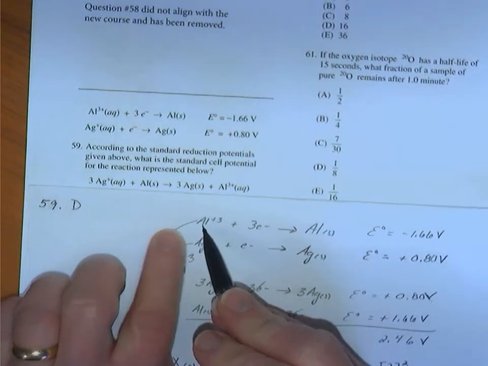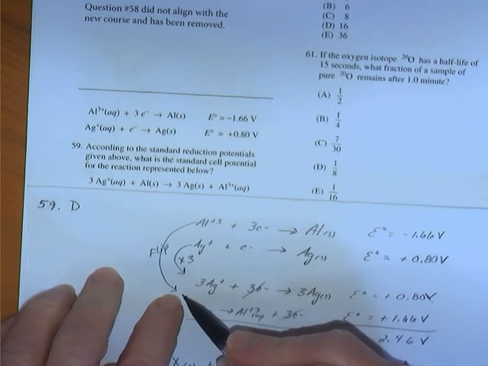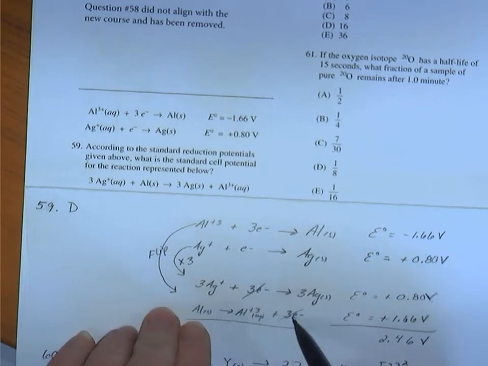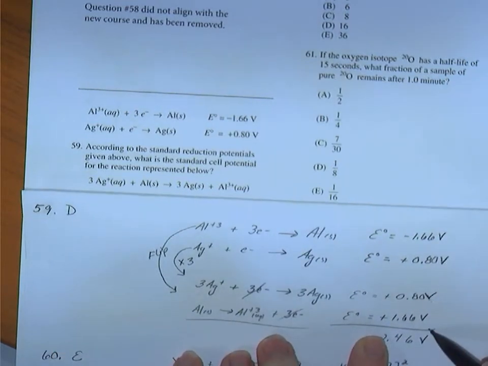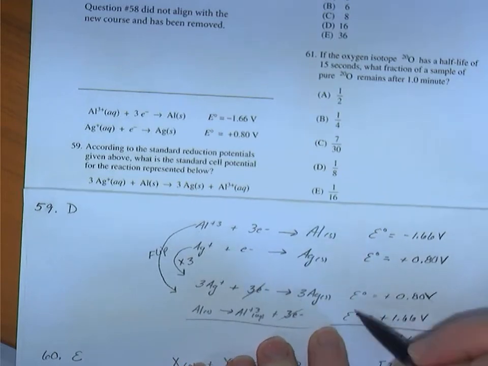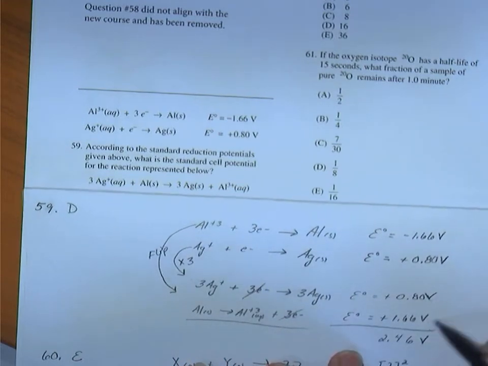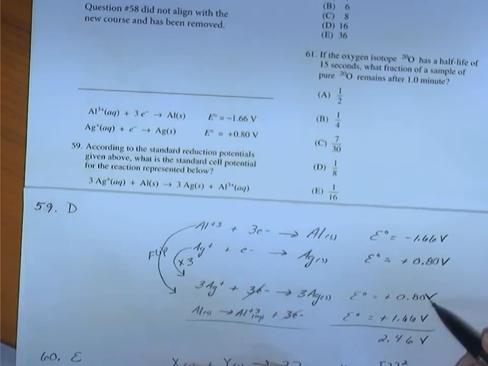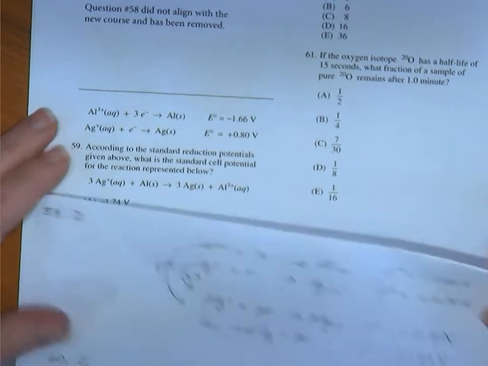But the first reduction we have to flip. We don't have to change the coefficients at all, but of course our E value changes sign. Remember, that's the only thing that changes about standard reduction potentials. Then to get the overall reaction, we would add these. We get 2.46 volts, which is choice D.